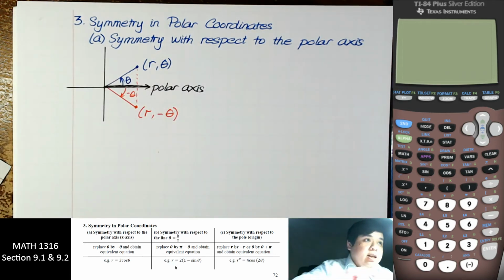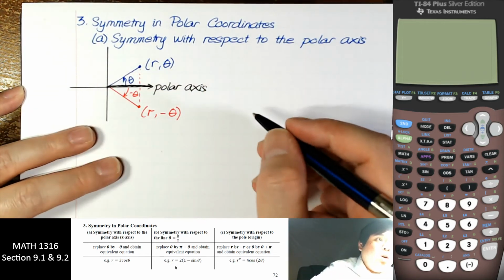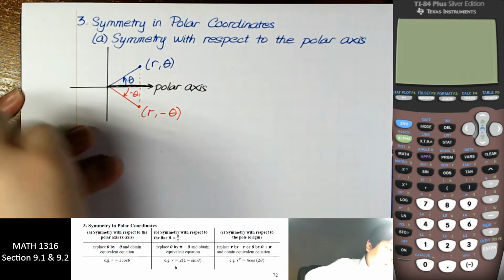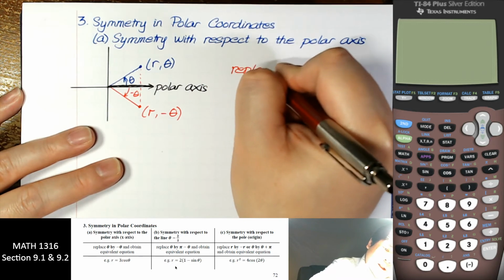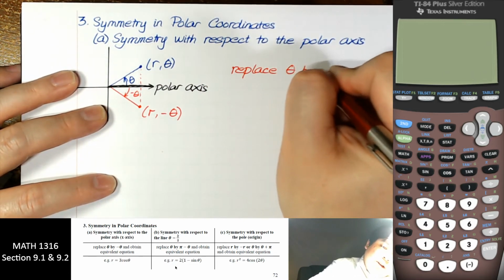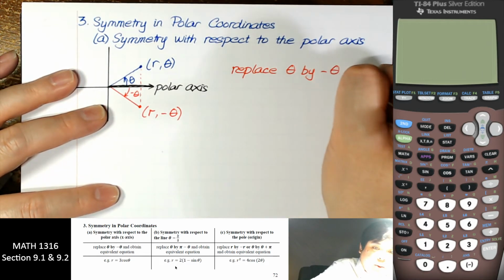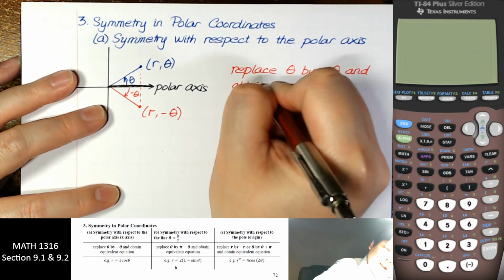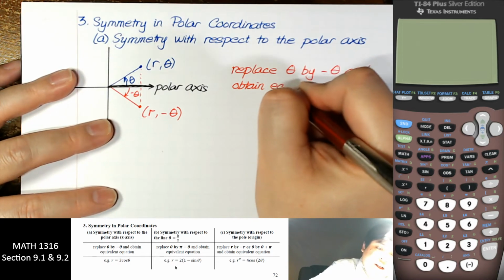So in order to get the symmetry with respect to the polar axis, if we replace theta by negative theta, and we obtain the same equation or an equivalent one.